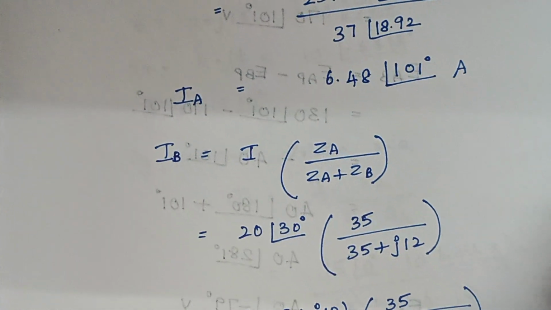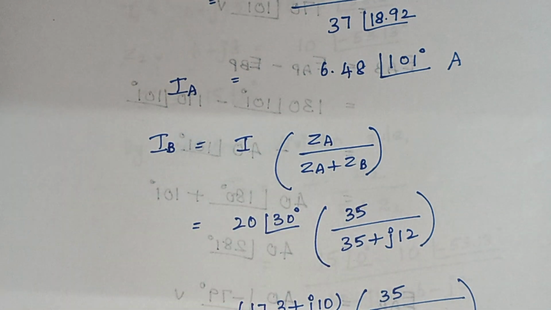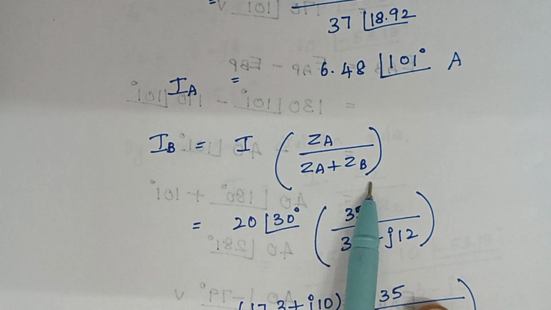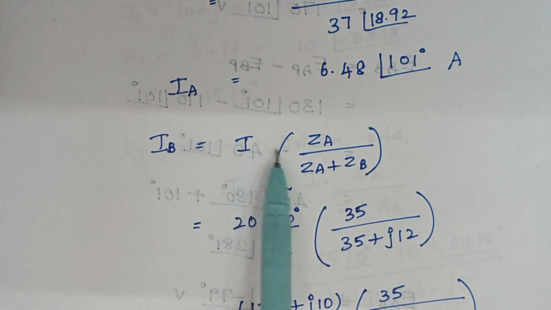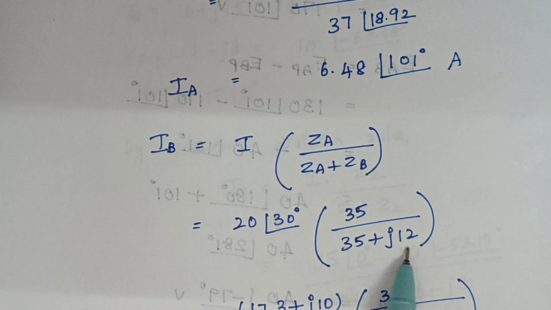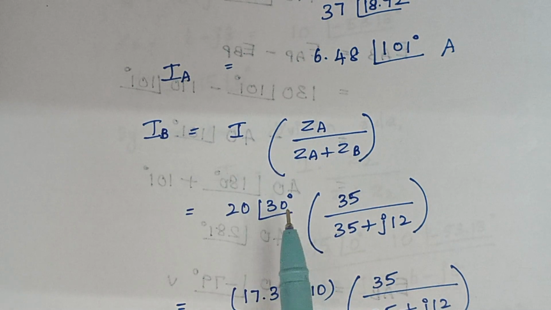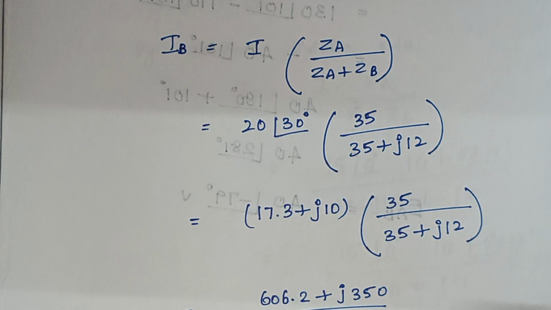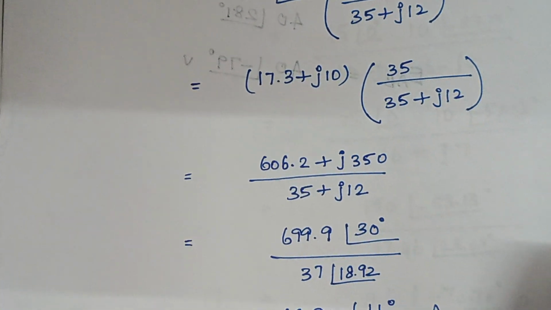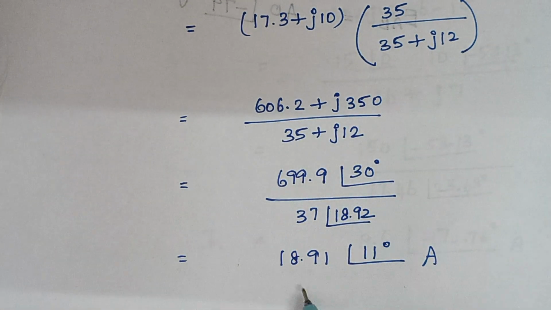Now we are going to calculate IB. Again the formula: IB is given as I into ZA divided by ZA plus ZB. Here the total current is 20 with an angle of 30, ZA is 35 and the total impedance is 35 plus j12. We are doing the same, converting polar form to rectangular form and simplifying. Once you simplify, the final answer is 18.91 with an angle of 11 amps.